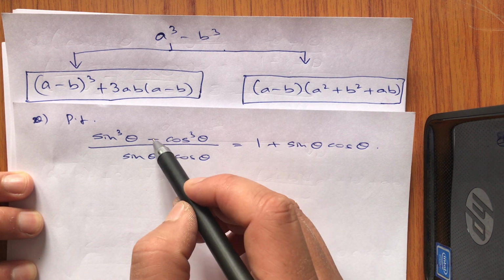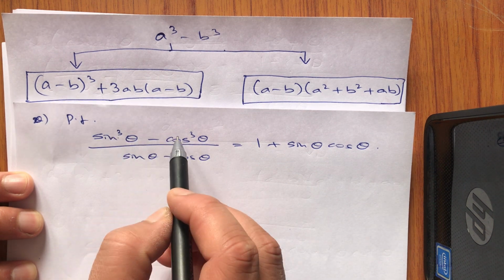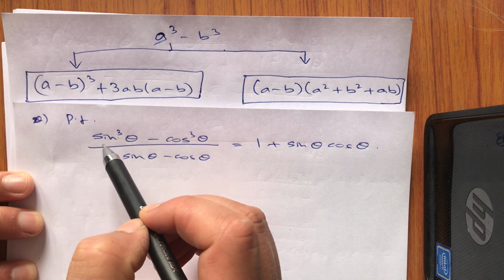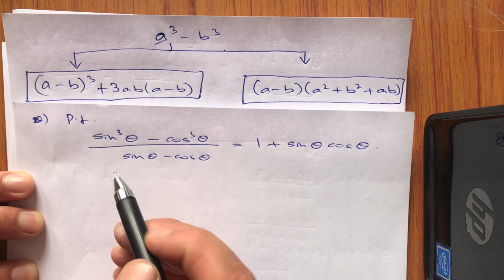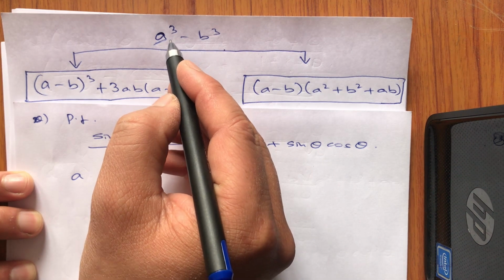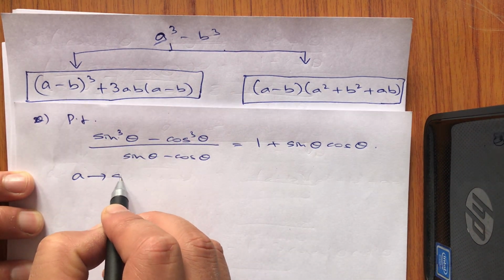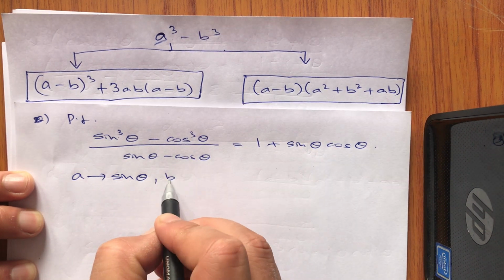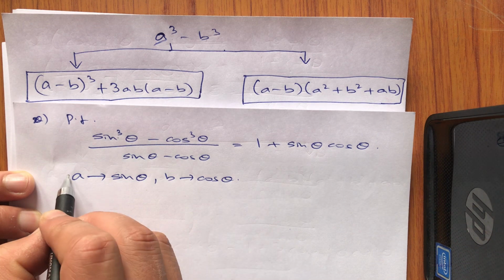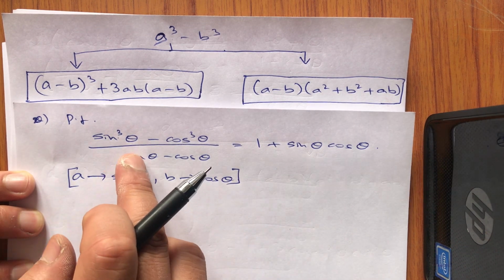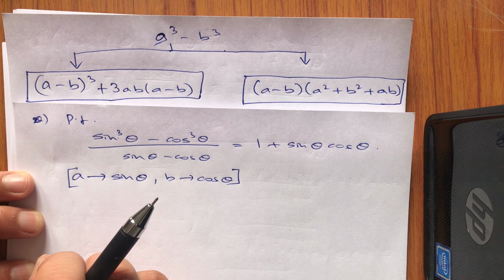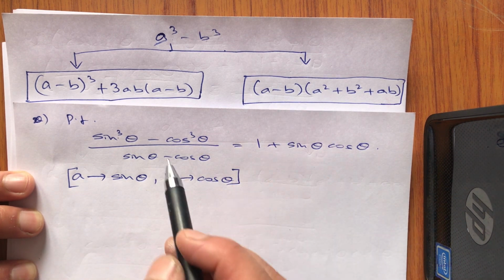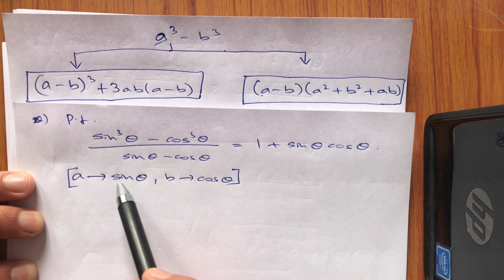Now if you compare the two formulas, in the numerator I see a cube minus b cube, so it looks like this. The only difference is that in the formula I have a, but in the question there is no a. Instead of a, I have sine theta. So wherever I see an a in the formula, in the question the a has been replaced by sine theta. Similarly, wherever I see a b, the b has been replaced by cos theta. So you should know that I don't literally have an a and a b, I have a sine and a cos in the question. So when applying the formula, I need to make sure that wherever I have a and b, I replace them by sine and cos.